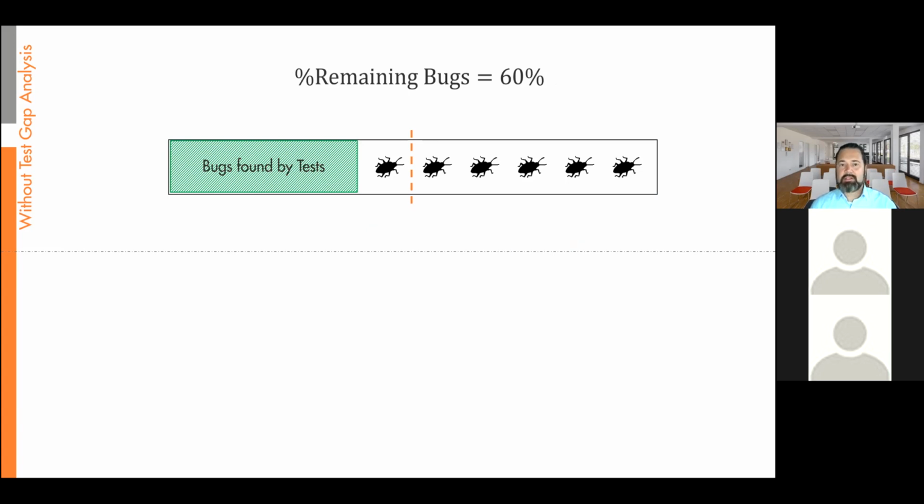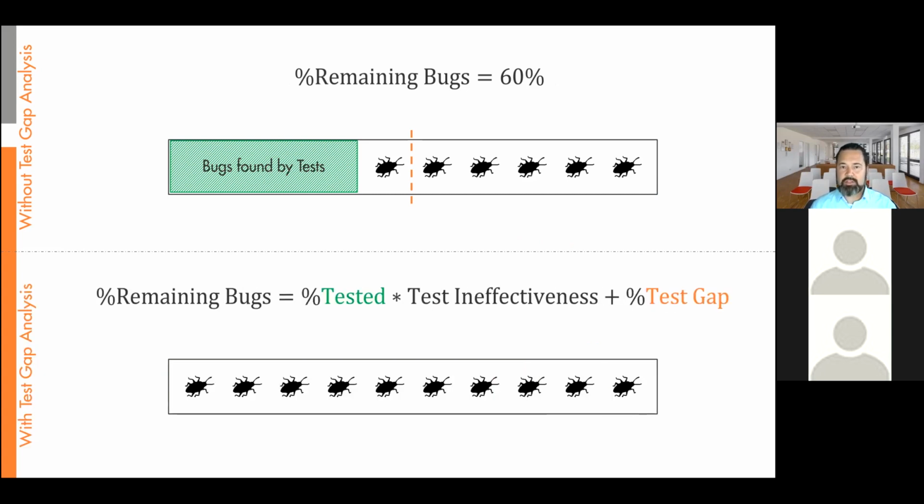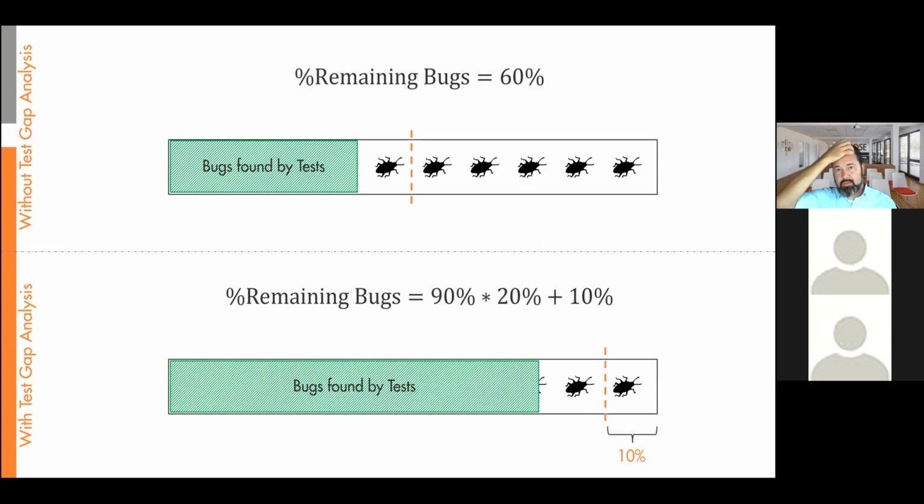So prior to test gap analysis, in that scientific study together with Munich Re, we saw that 40% of the bugs are discovered during testing, 60% of the bugs slip through. How does the situation look now? In most of the systems, we have a test gap of 5% or less, but we made a conservative choice of putting 10% test gap here. So those slip through unnoticed.